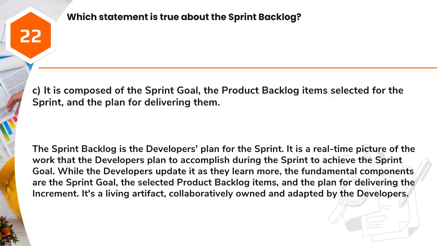Answer: C. It is composed of the sprint goal, the product backlog items selected for the sprint, and the plan for delivering them. The sprint backlog is the developer's plan for the sprint. It is a real-time picture of the work that the developers plan to accomplish during the sprint to achieve the sprint goal. While the developers update it as they learn more, the fundamental components are the sprint goal, the selected product backlog items, and the plan for delivering the increment. It's a living artifact, collaboratively owned and adapted by the developers.